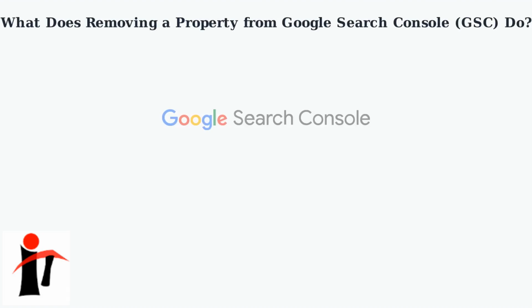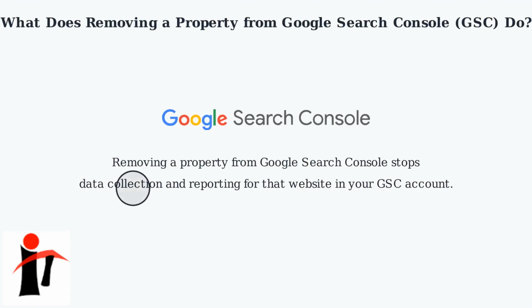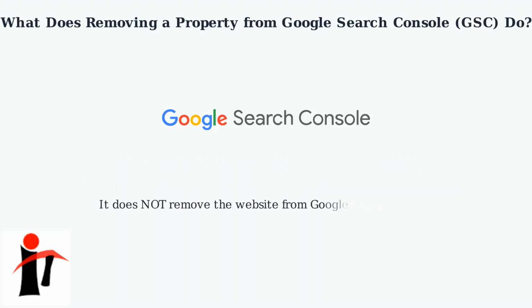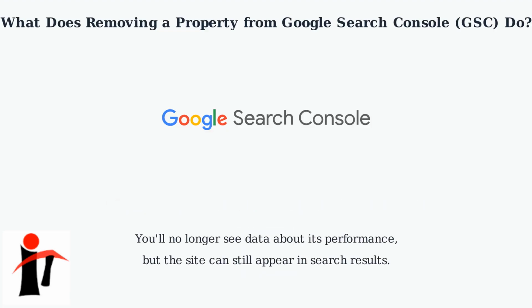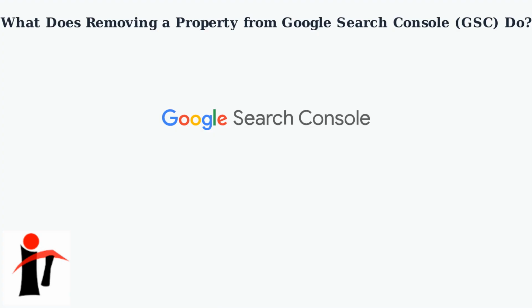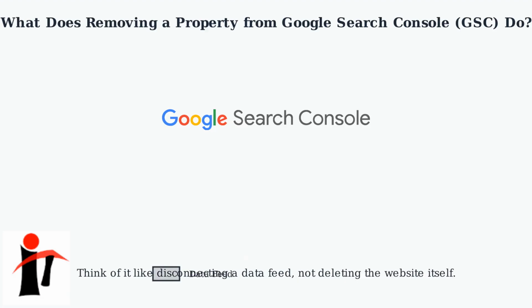Removing a property from Google Search Console stops data collection and reporting for that website in your GSC account. It does not remove the website from Google's search index. You'll no longer see data about its performance, but the site can still appear in search results. Think of it like disconnecting a data feed, not deleting the website itself.